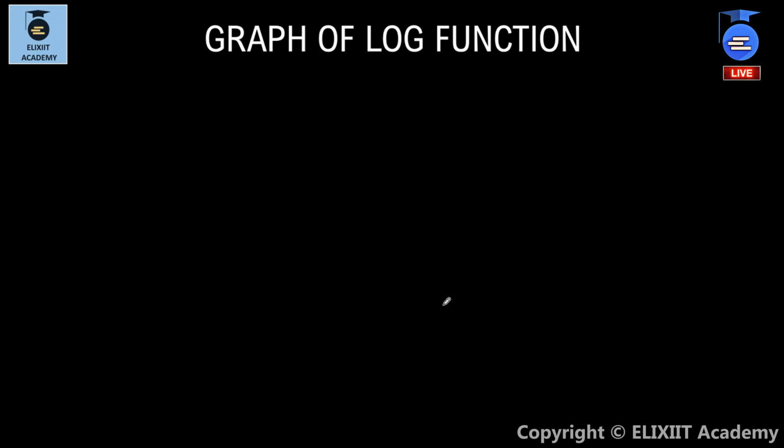I hope by this time you know the domain of the log function, the range of the log function, and the structures of the graph of the log function. What are the structures? I mean to say there are two types of graphs. There are a total of two types of graph of the log function: one is what happens when the base lies between 0 and 1, and the other is what happens if the base is more than 1.